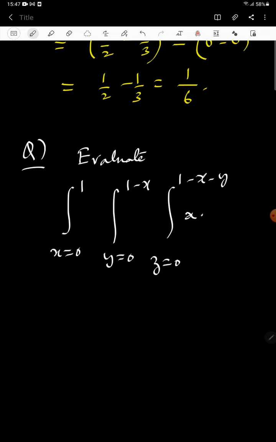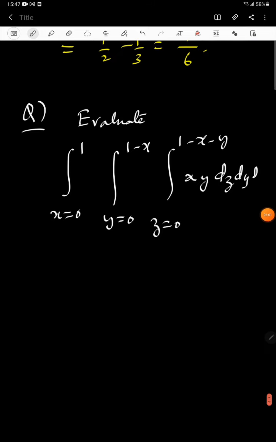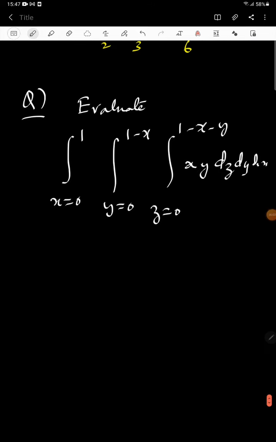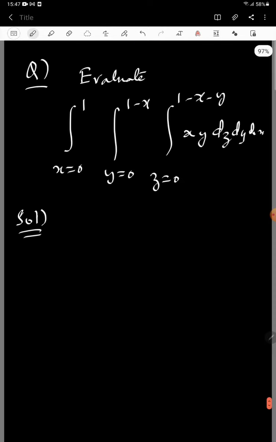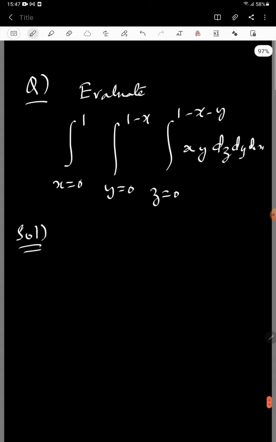Here some x, y, dz, dy, dx. Now you can see here that you have to follow the order because there are variable limits. So in the solution, I just write one or two steps so that you will get the idea.